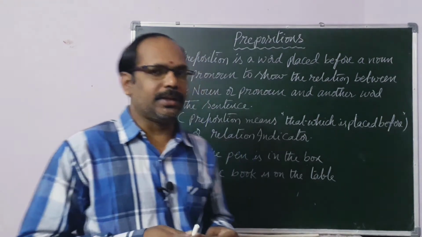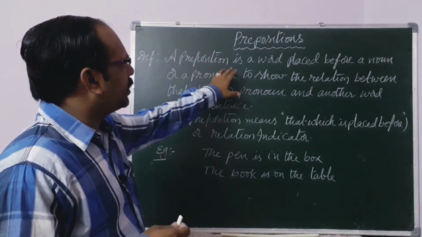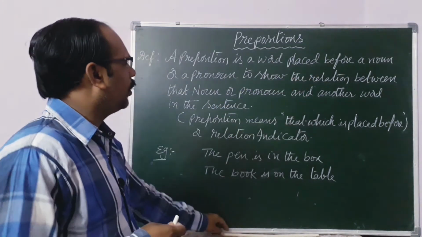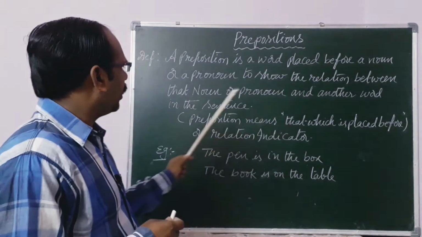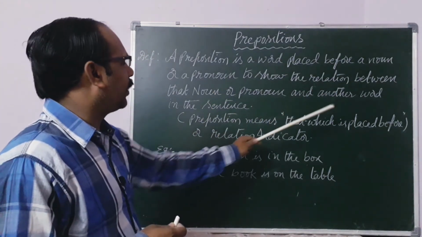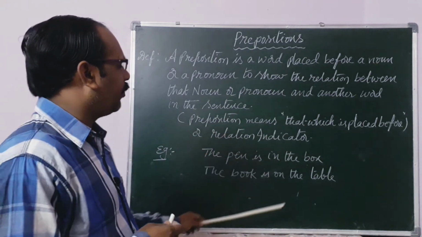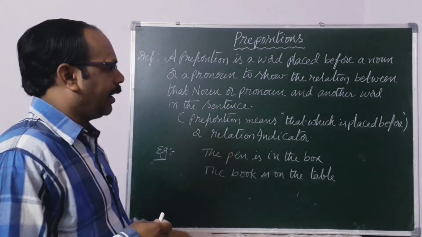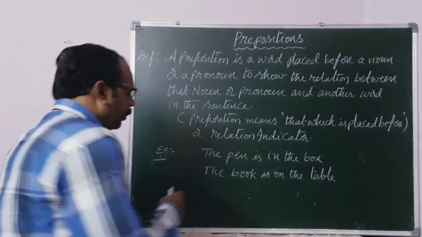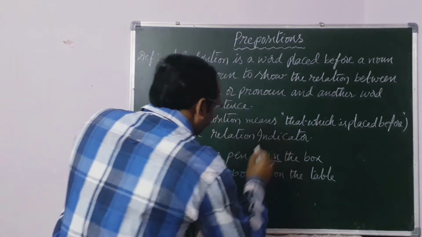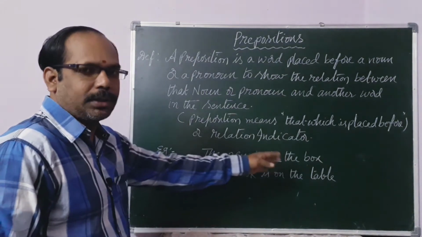For example, let us see the board. I am repeating again. A preposition is a word placed before a noun or pronoun to show the relation between that noun or pronoun and another word in the sentence. Preposition means that which is placed before, or relation indicator. Here example, the pen is in the box. The preposition here mentioned is in. In is preposition. It shows the relation between the pen and the box.